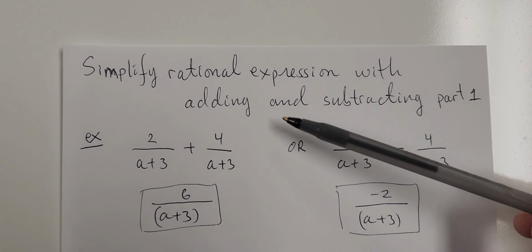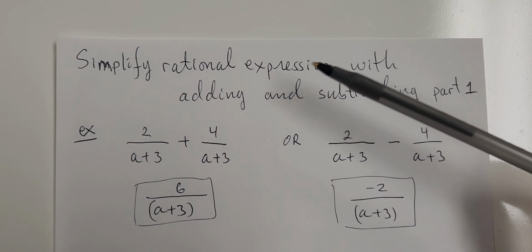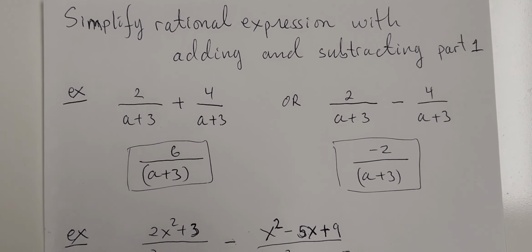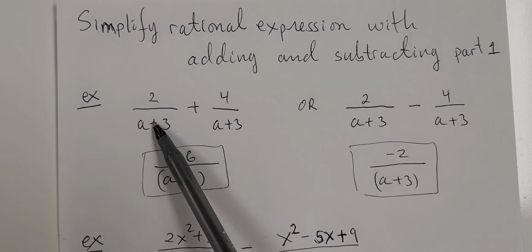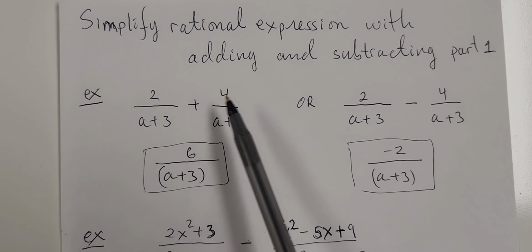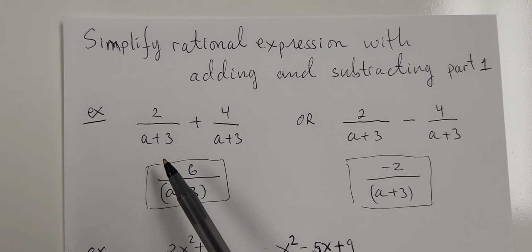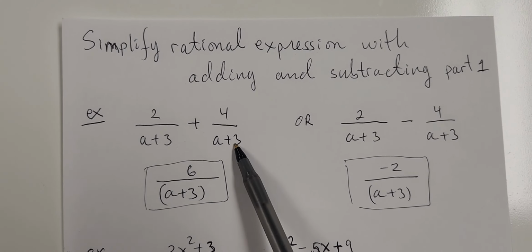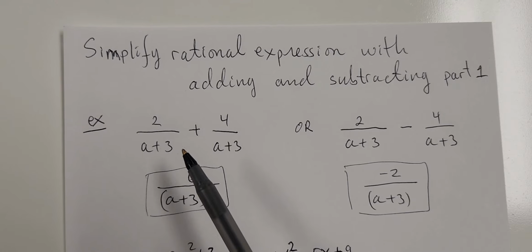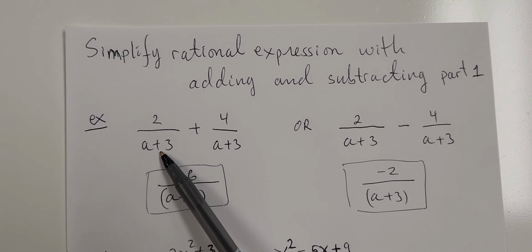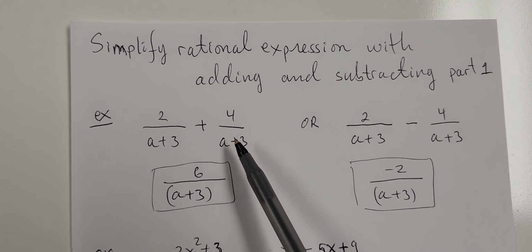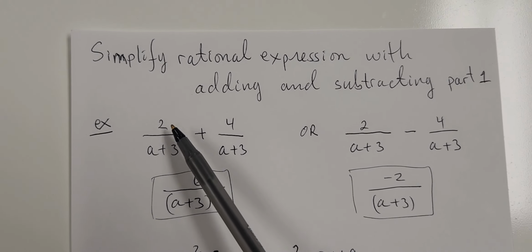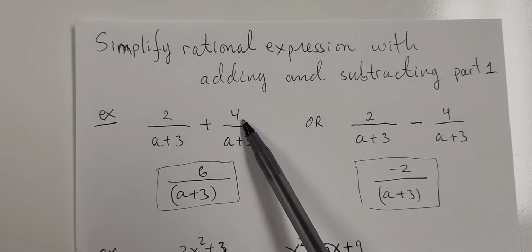This lesson is simplify rational expression with adding and subtracting, part 1. Here we have an example with one fraction plus another fraction. Now, the rule of adding fractions: make sure the denominators are the same. When the denominators are the same, just add or subtract the top.